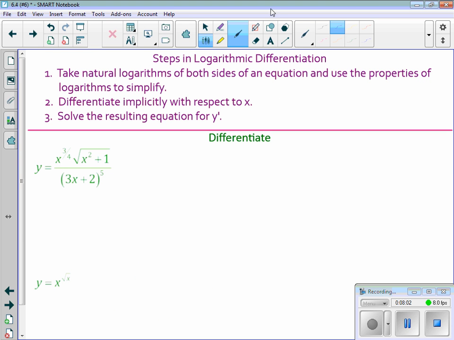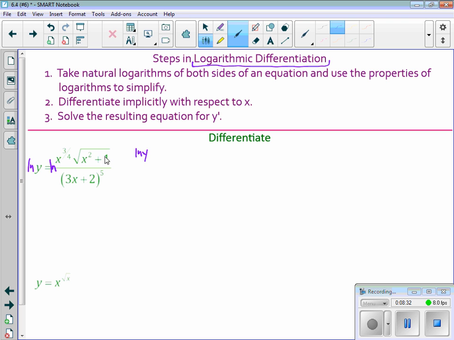Okay, so steps in logarithmic differentiation. So logarithmic differentiation, you maybe saw it in AB last year. This might be something that's new to you. Okay, first step, take the natural log of both sides of an equation and then use the properties of logarithms to simplify. So your very first step is to put natural log in front of both of these. And then we're going to use the laws of logarithms to try to simplify. So the natural log of y is just going to stay natural log of y.